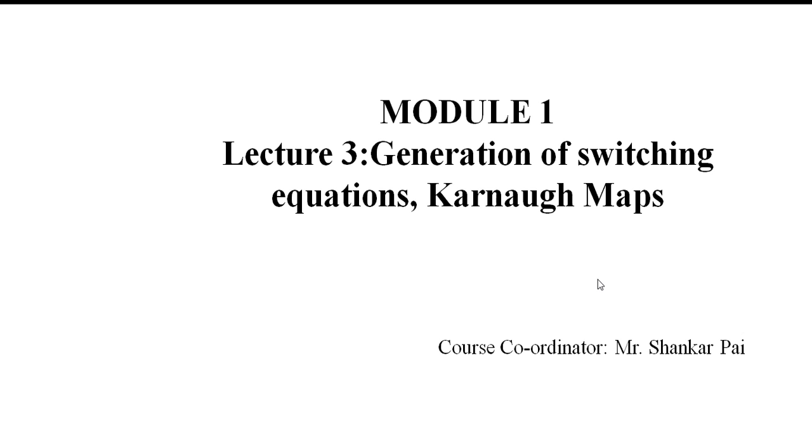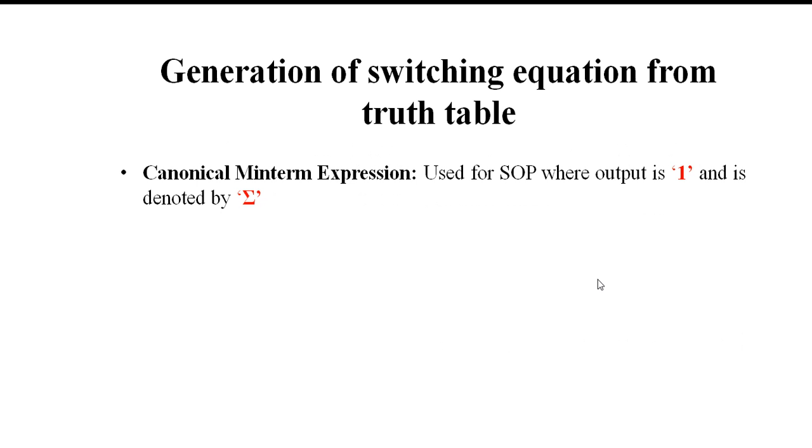In this lecture class, we are going to see the numericals about generation of switching equations, and also we are going to see the Karnaugh maps. In last class, I think I discussed how to write the problem statement and how to generate the truth table. And also, we have seen how to write the switching equations from the truth table.